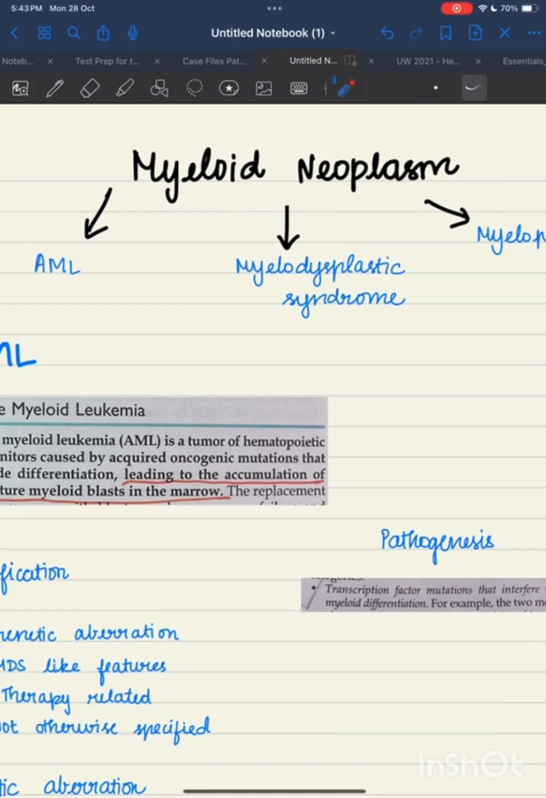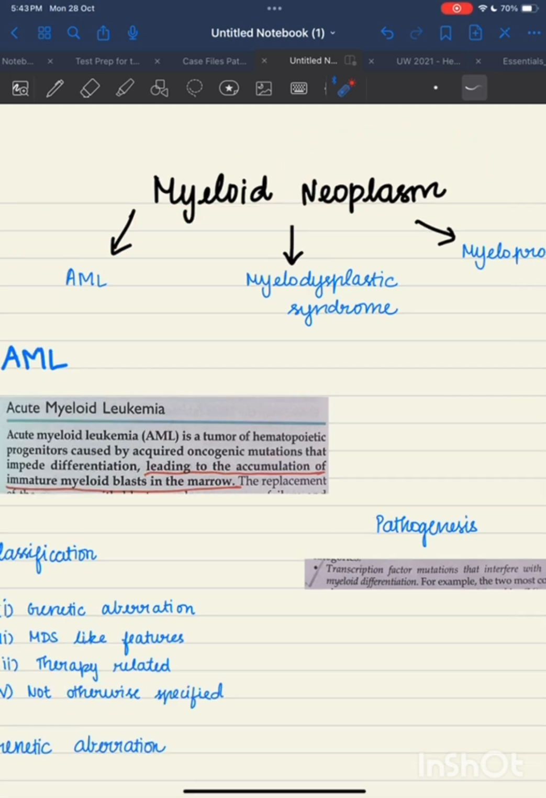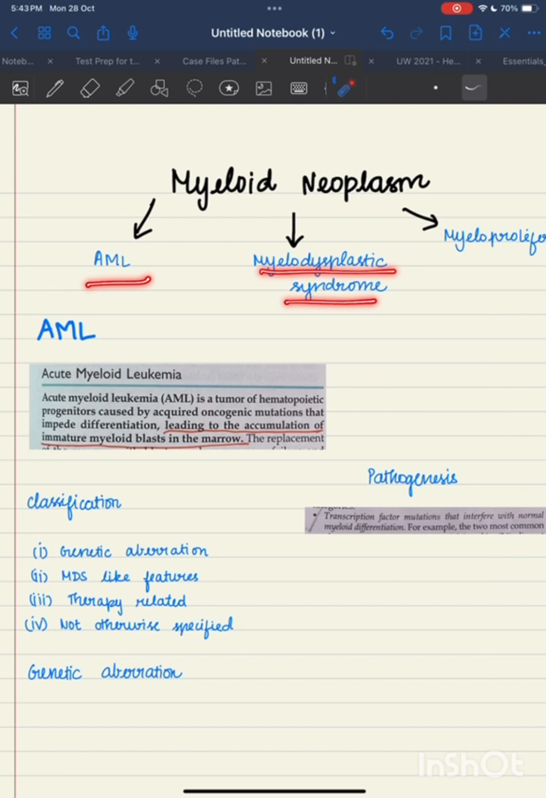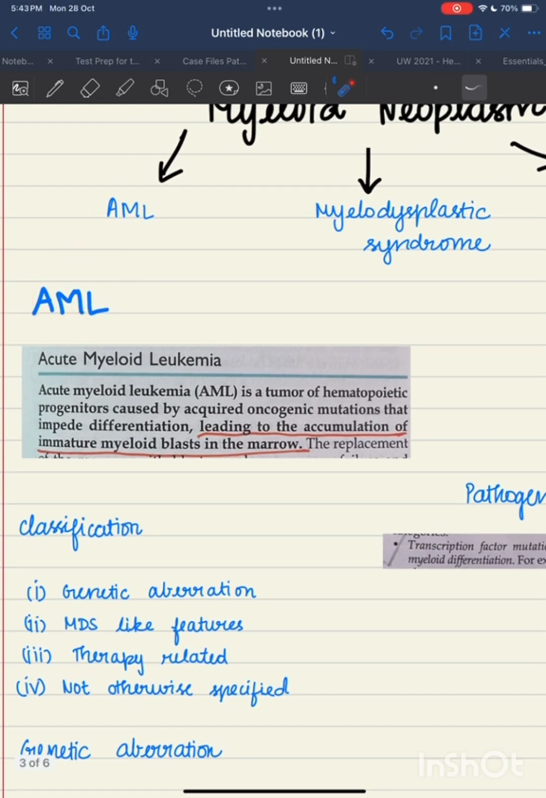Today we are going to see about myeloid neoplasm, AML. Myeloid neoplasm is broadly divided into three types: AML, myelodysplastic syndrome, and myeloproliferative syndrome. Today we are going to discuss about AML. According to Robbins, AML is a tumor of hematopoietic progenitor caused by acquired oncogenic mutation that impede differentiation, leading to accumulation of immature myeloid blasts in the marrow. So it's mainly the accumulation of immature myeloid blasts in the marrow.